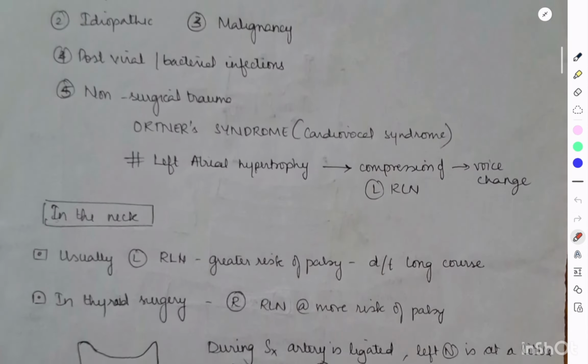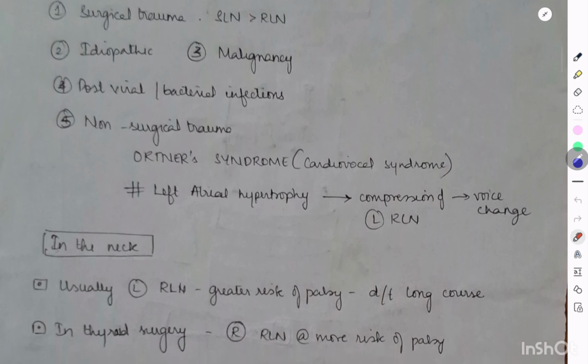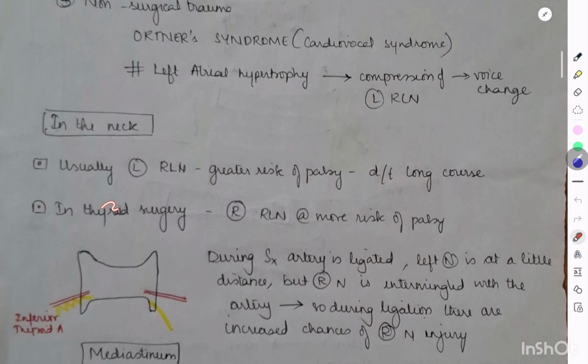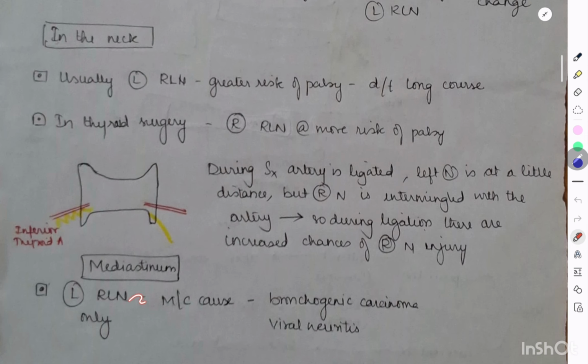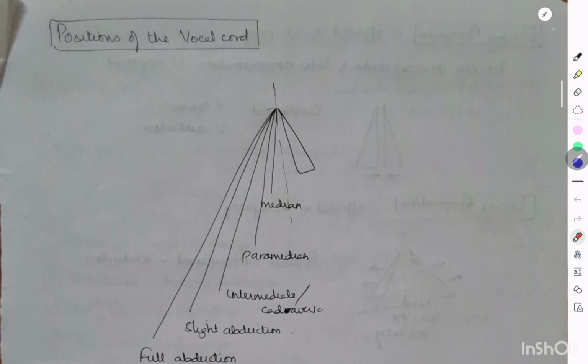Overall, the superior laryngeal nerve is the most commonly affected. In neck surgeries such as thyroid surgeries, it is the right recurrent laryngeal nerve, because it is intermingled with the inferior thyroid artery. And if there is a mediastinal cause, again the left recurrent laryngeal nerve is more common. So this was the cause of laryngeal palsy.